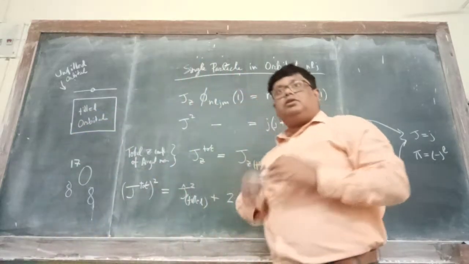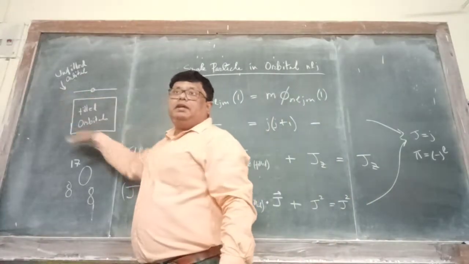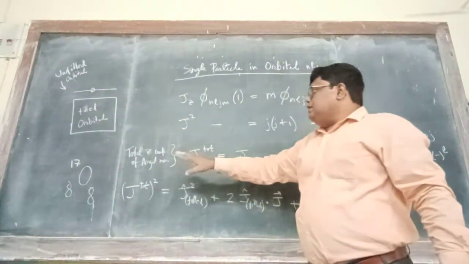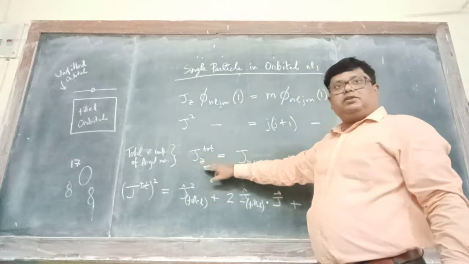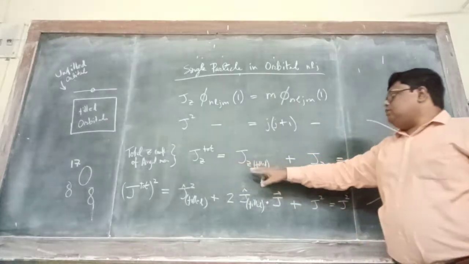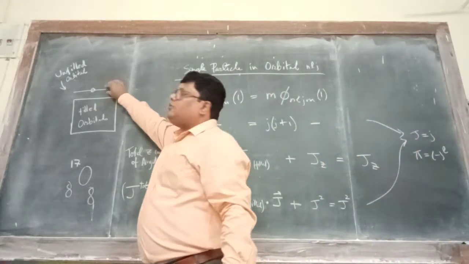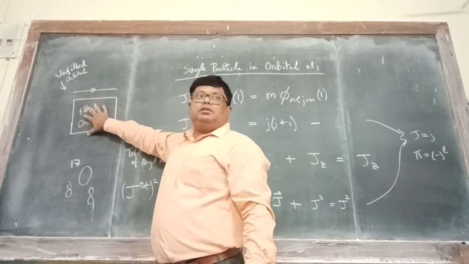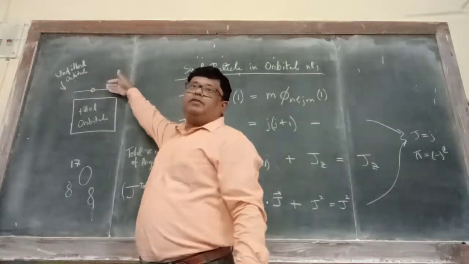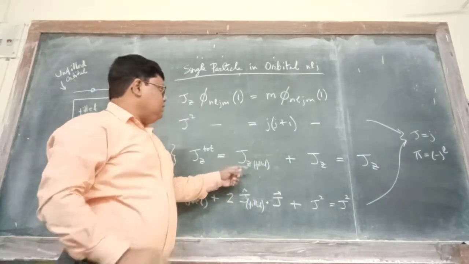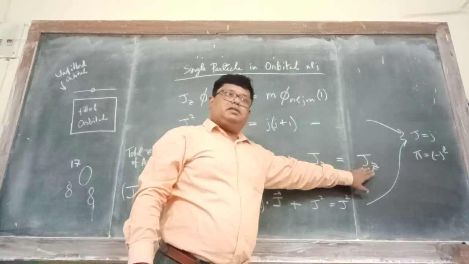Now let's talk about the total angular momentum of this entire system. Let's first write down the total z component of angular momentum, Jz total. What will it be? It will be Jz of the filled orbitals plus Jz of this. We already know that Jz of the filled orbitals is 0, so it will be just the value of this. So it will be 0 plus Jz, which is just Jz.